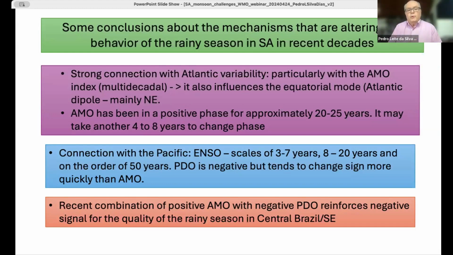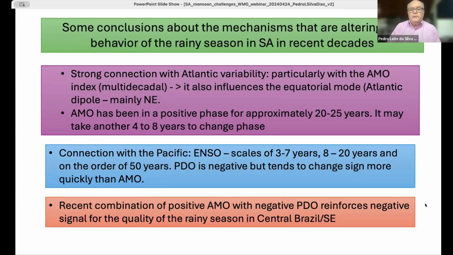Most of the papers show a strong connection with Atlantic variability, particularly with the AMO, the Atlantic Multidecadal Oscillation index. It also influences the equatorial mode, the Atlantic dipole, mainly in the northeast region and the northern part of South America. AMO has been in a positive phase for approximately 20 to 25 years. It may take another 4 to 8 years to change phase.